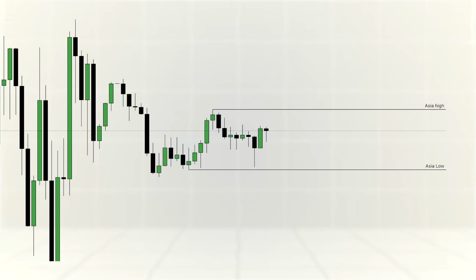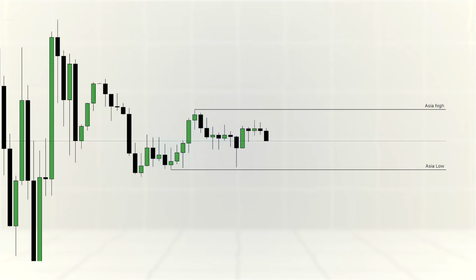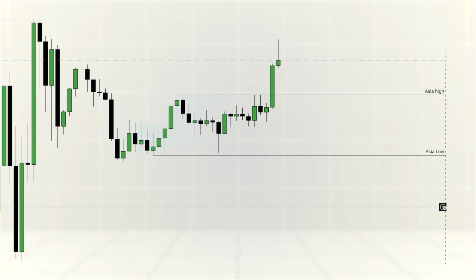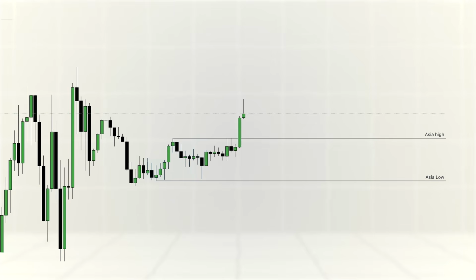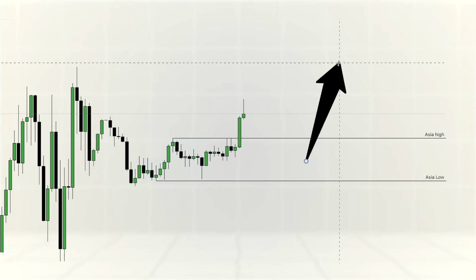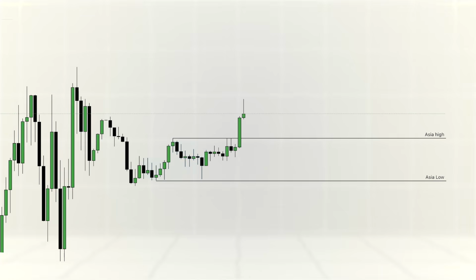Now we wait for price to take out one of these levels. Let's play price forward and see what happens. Price takes out the Asian high and closes above it. Now what does that tell us? This tells us that our directional bias for the day is bullish. So what are we waiting for next?